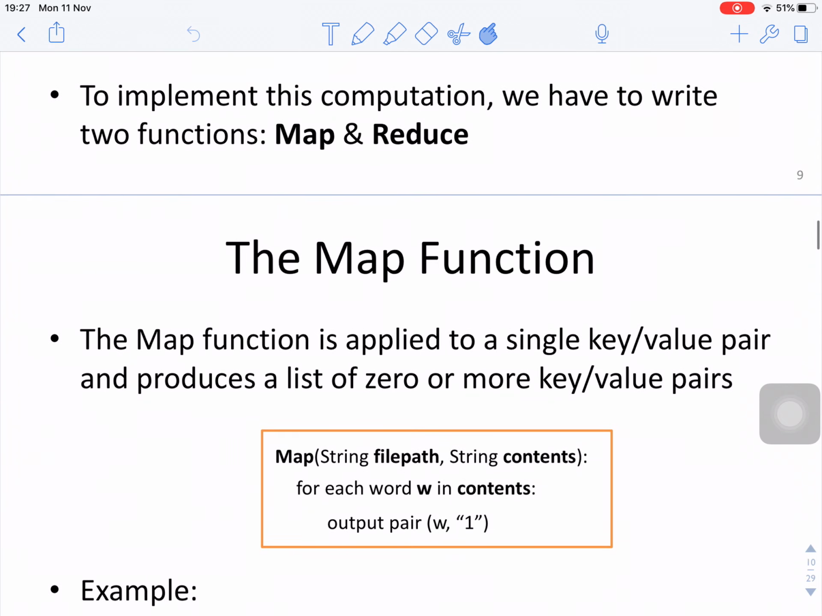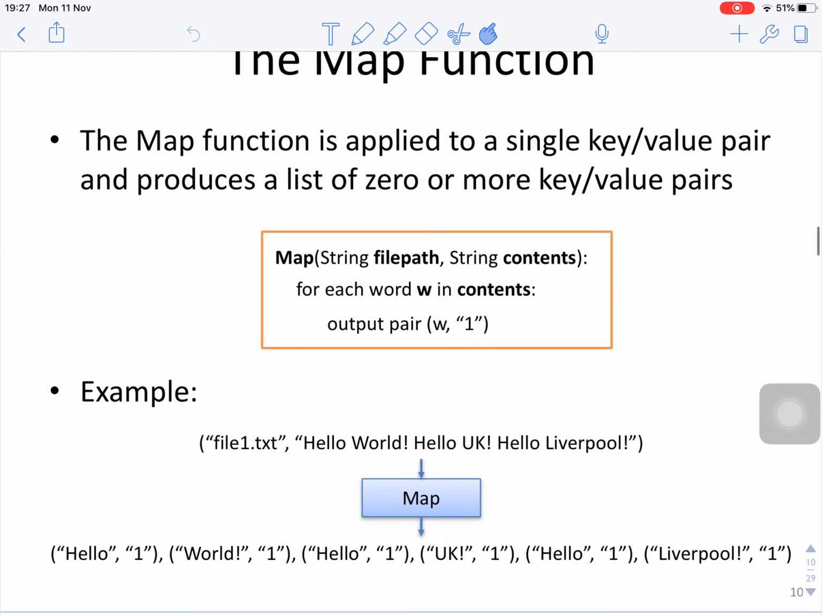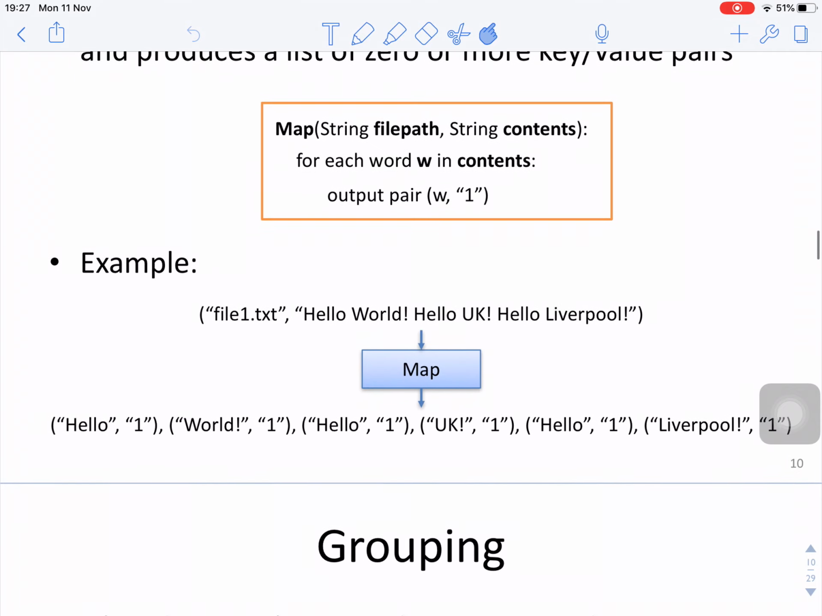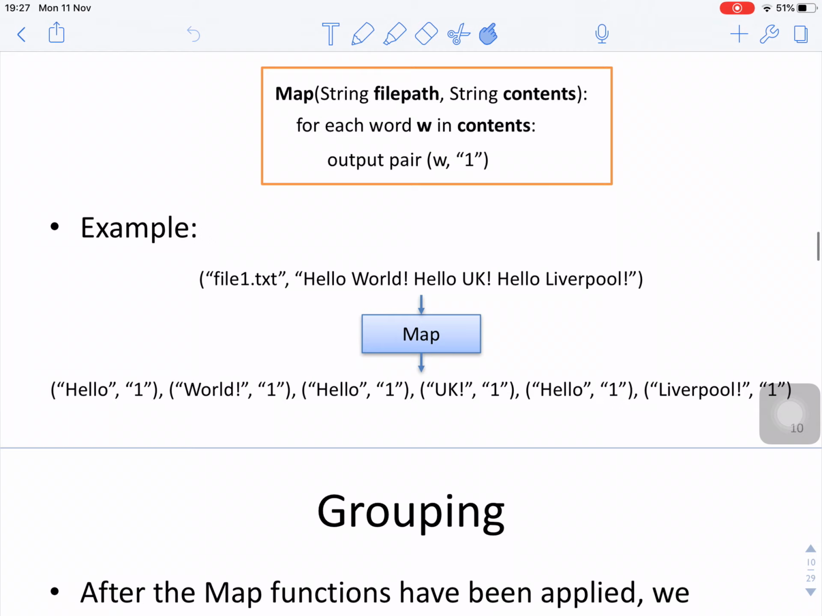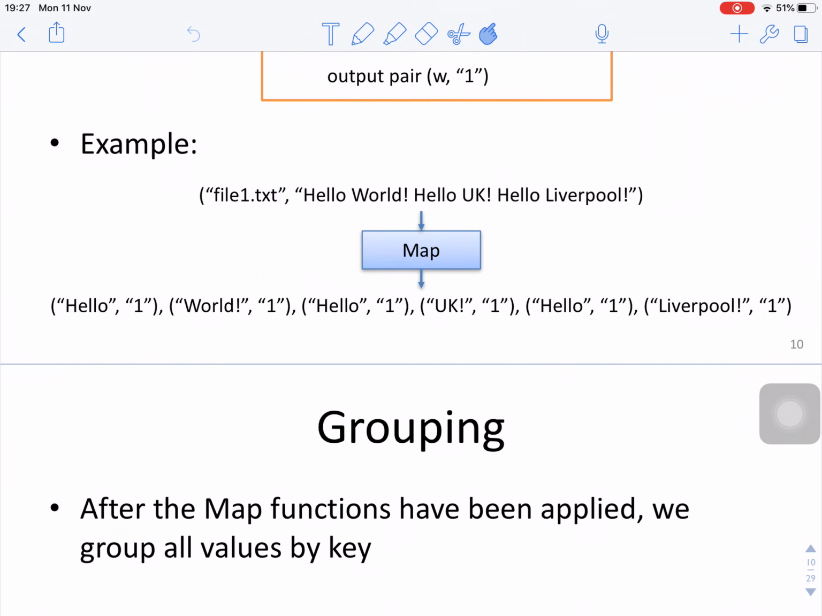To implement this computation, we need to write two functions, which are map and reduce. The map function is applied to a single key and value pair and produces a list of zero or more key value pairs. The map takes the file path and the string contents. For each word in the content, output the pair (w, 1).